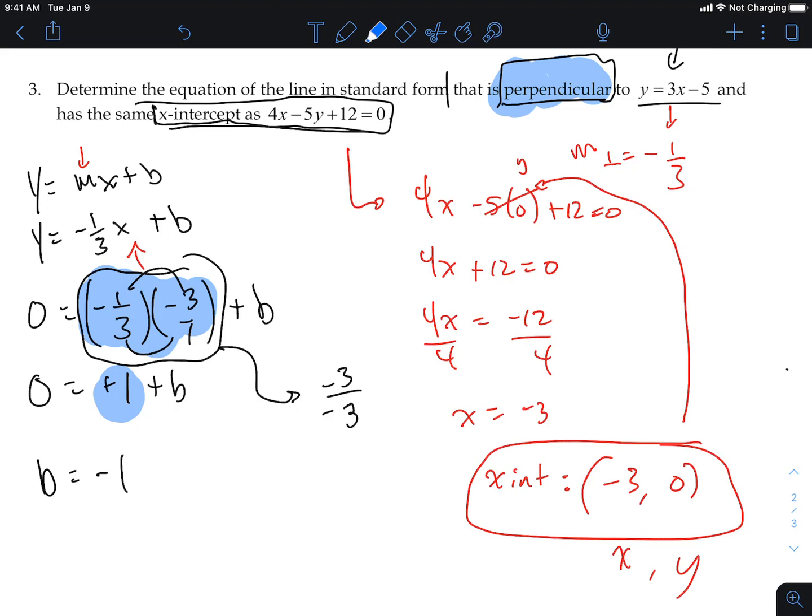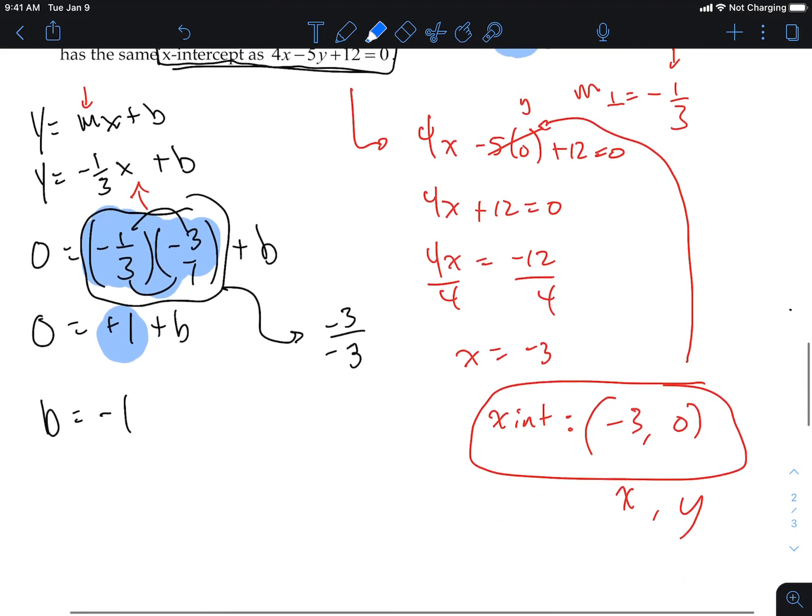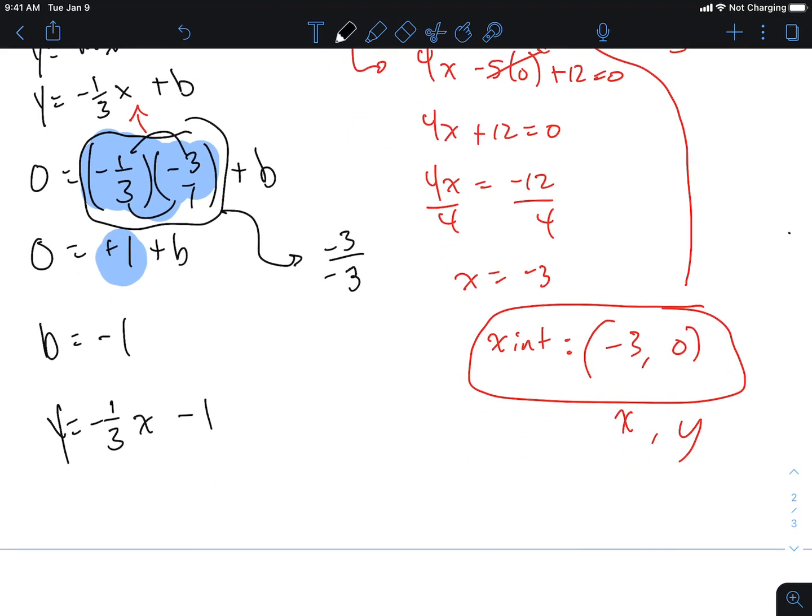Is everybody okay with that? How we got the b value to be 1? Now you can rewrite the equation: negative 1/3 x minus 1. Rewrite it into ax plus by plus c equals 0. So we're just going to bring the y over. It's 0 equals negative 1/3 x minus y minus 1. I'm going to have to multiply the whole thing by negative 3.